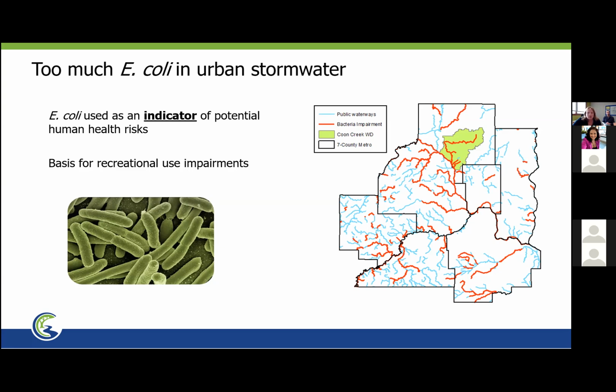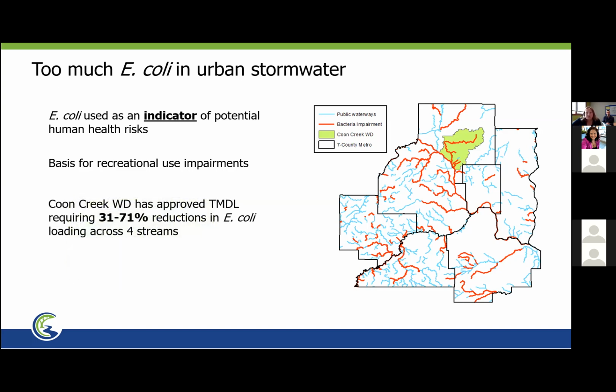And in the metro area alone, we have just shy of 100 of these impairments as shown on this map. If you zoom into the Coon Creek Watershed District, which is located here in central Anoka County, all 4 of our major streams are impaired for aquatic life due to excess levels of E. coli. And we have a TMDL, a total maximum daily load study, that quantified our existing levels of pollution and where we need to be in order to meet these standards for safe recreation.